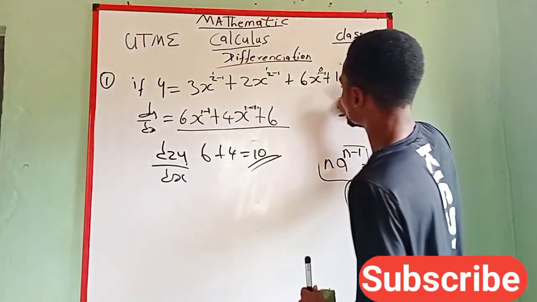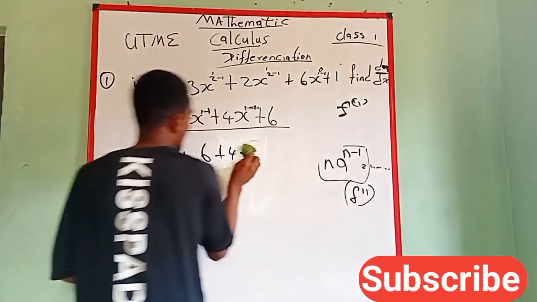But in the question, they say we should find the dy over ds. They have questions like that. That's why I brought it up.